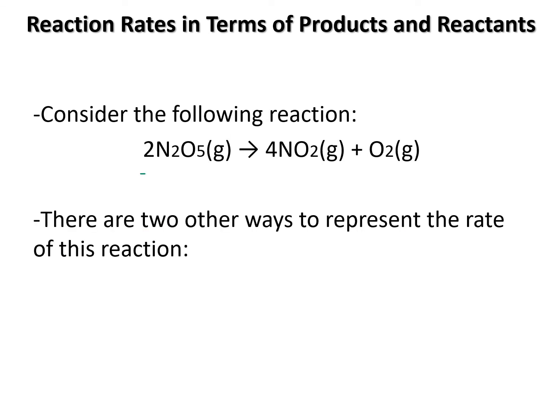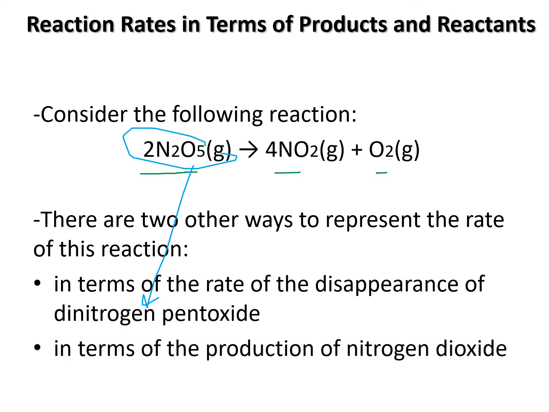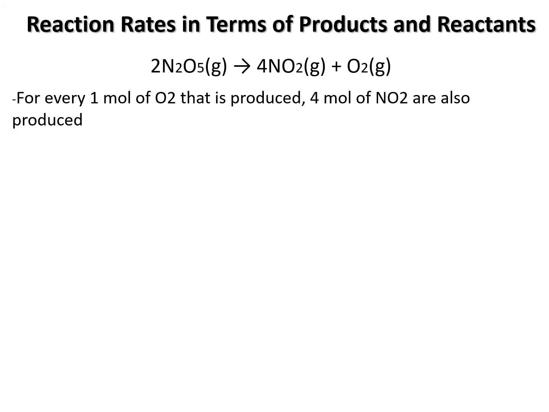So let's consider the following reaction. We've got dinitrogen pentaoxide, and it's creating nitrogen dioxide and oxygen gas. There are three ways to represent this reaction: in terms of the disappearance of the reactant, this one disappearing, or in terms of the production of the nitrogen dioxide, or even in terms of the production of the oxygen, so those would be increasing. So there is our balanced equation. Let's set this up.